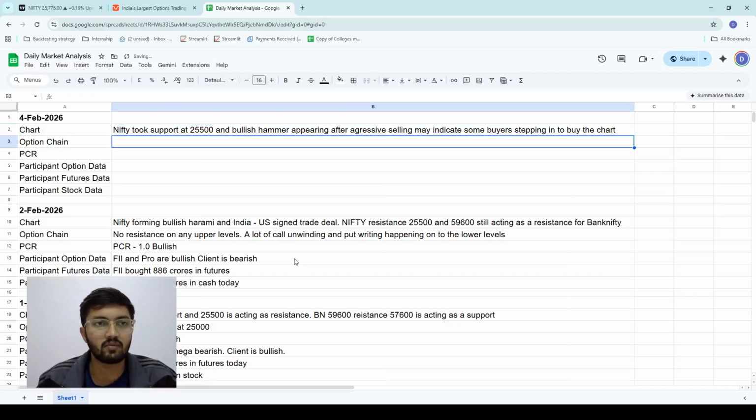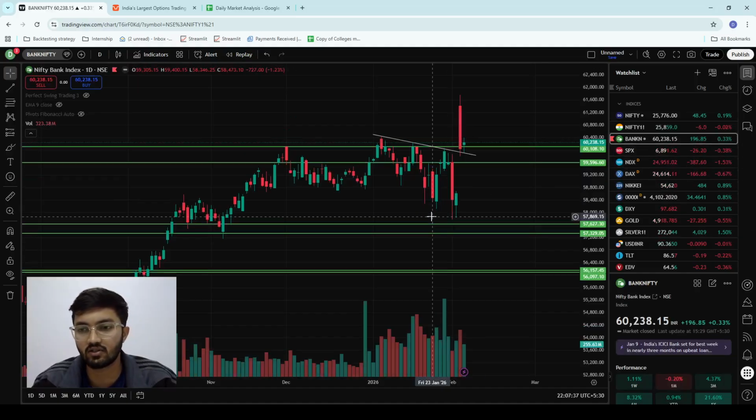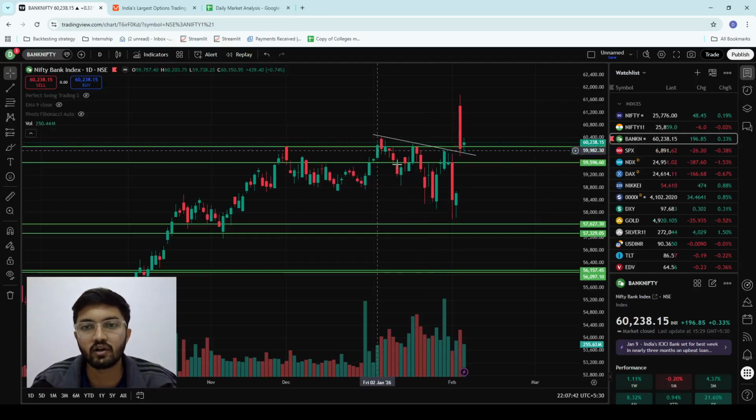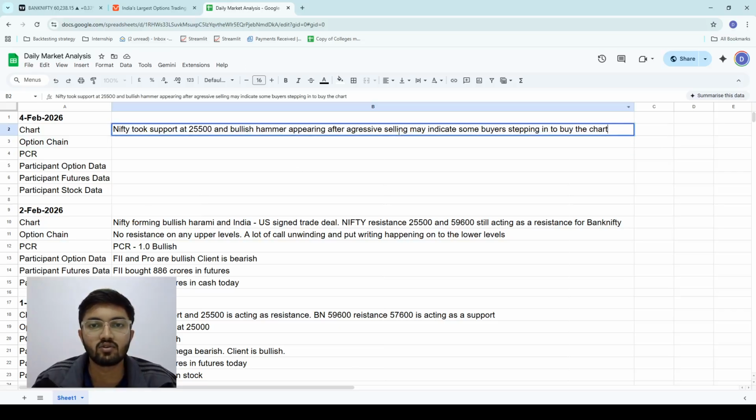What is happening in Bank Nifty? Bank Nifty was 0.3 percent positive. It went up by 200 points. Bank Nifty is above its 60,100 level. On the chart, 60,100 looks like a support.